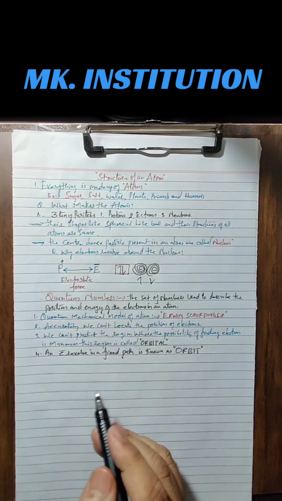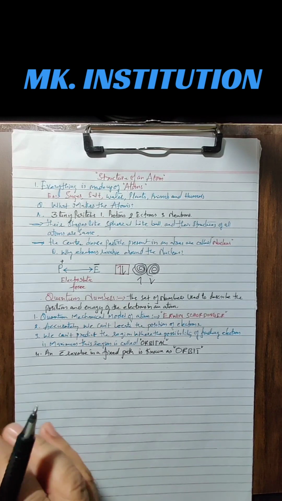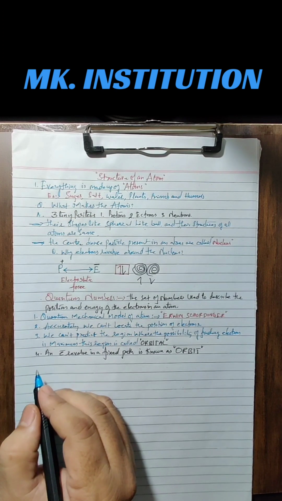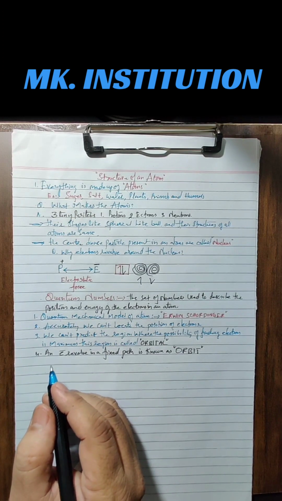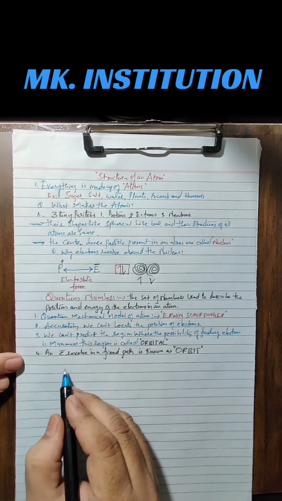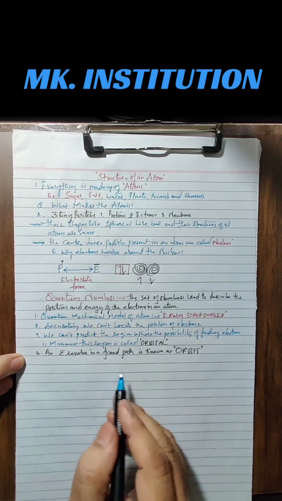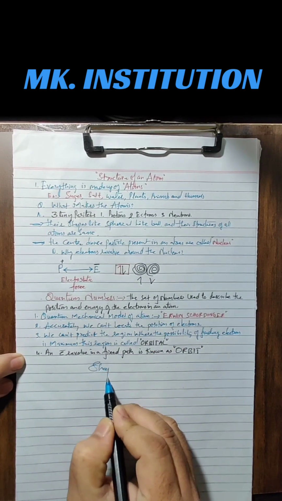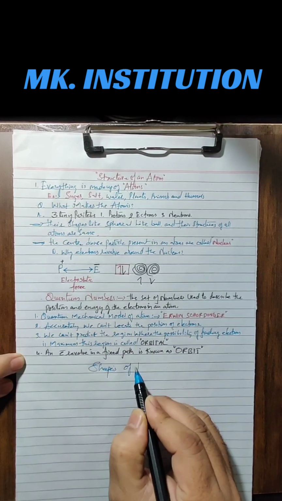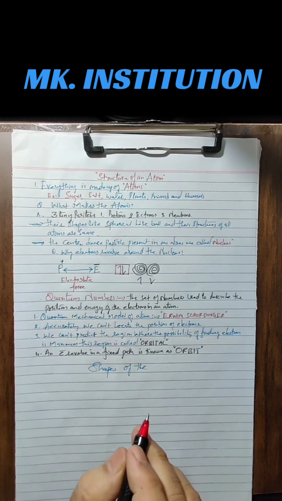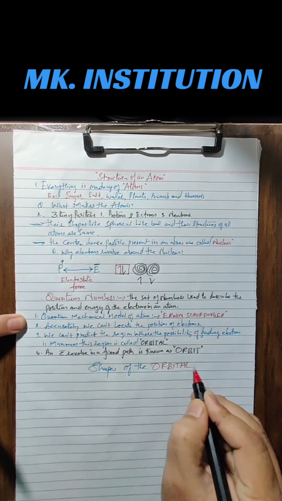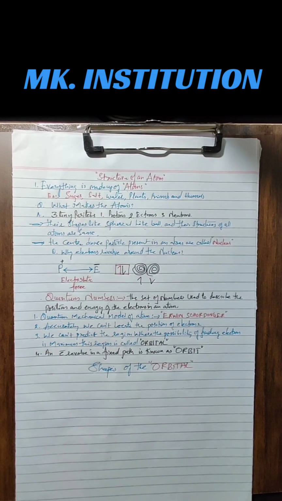Clear? Next one. I'll tell you the shapes of the orbitals. Okay, shape of the orbitals I'll show you. What are the orbitals here? s, p, d, f. Just now I told you s, p, d, f.